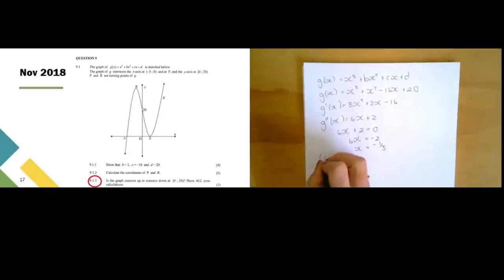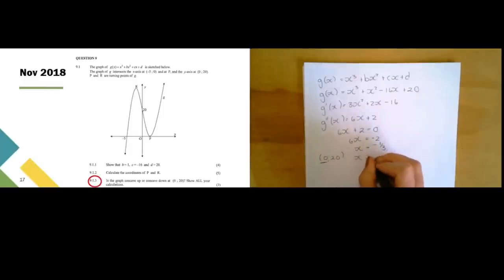That would be my point of inflection. They're asking me about the coordinate (0; 20). So when x is 0, if you look on your graph, is that before or after x equals negative a third? It's the ones after, which means you can see that this graph would be concave up. So I can say for (0; 20), the x's are bigger than negative a third. So that means at (0; 20), the graph is concave up.